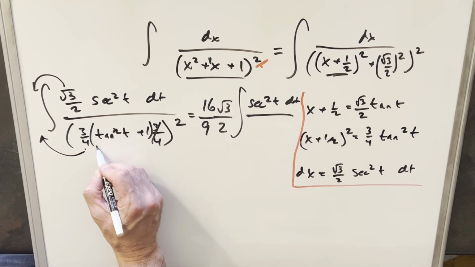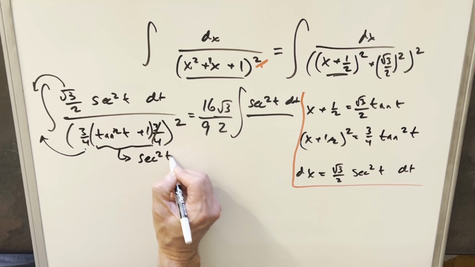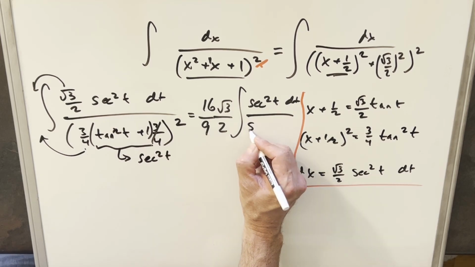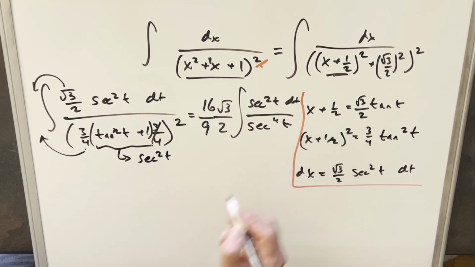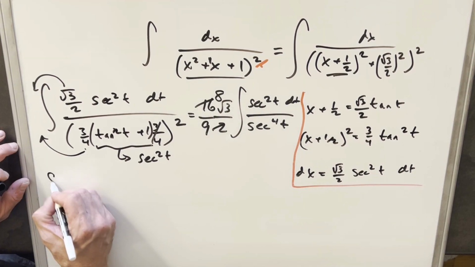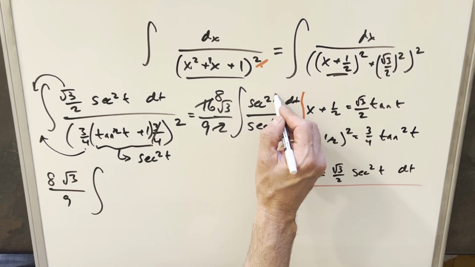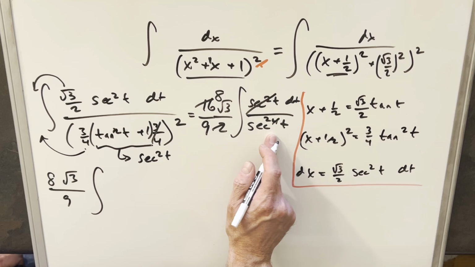From here, let's just recognize the identity. Tan squared t plus 1 is the same thing as secant squared t, but it's squared, so in the denominator we're going to have secant to the 4th t. Then I'll cancel a 2 and a 16 here for an 8. So let's rewrite this. We're going to have 8 times square root of 3 over 9, and for the integral here, I'm going to cancel 2 of these with 2 of these, so we have secant squared in the denominator.